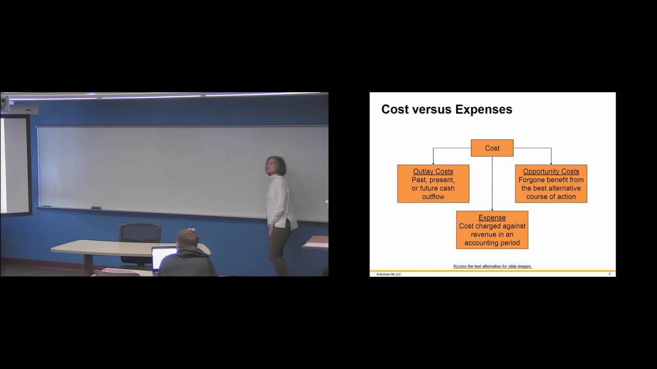I tend to use the terms cost and expense interchangeably. If you get down to semantics, there are some slight differences. I still use them interchangeably, just generally speaking. But you want to separate the difference between cost and expense. A cost is a cash outlay, like you're paying for something with cash. And it can be past, present, or future. It doesn't have to be just present.